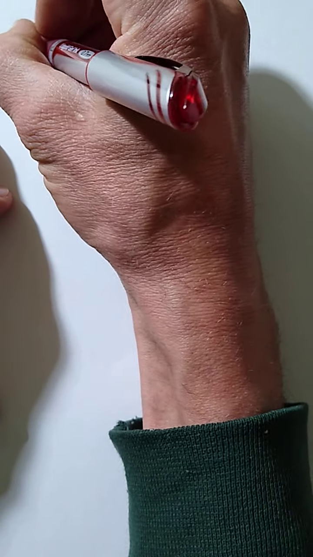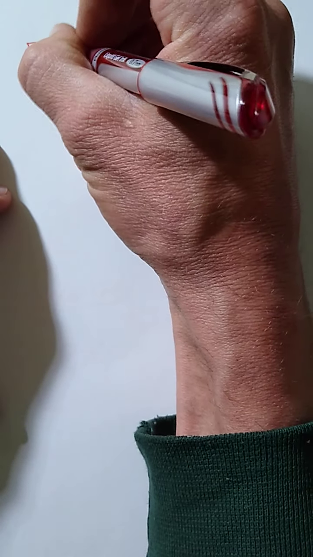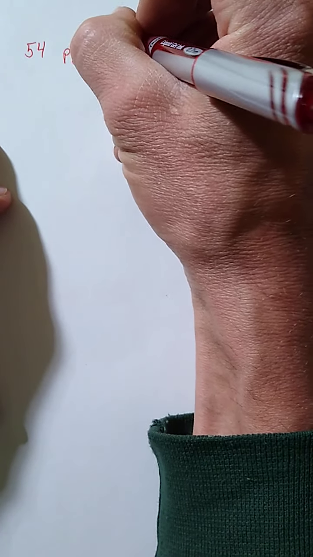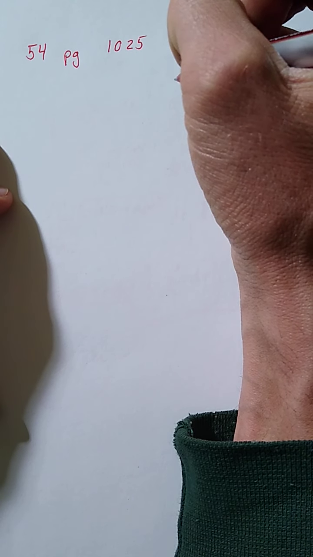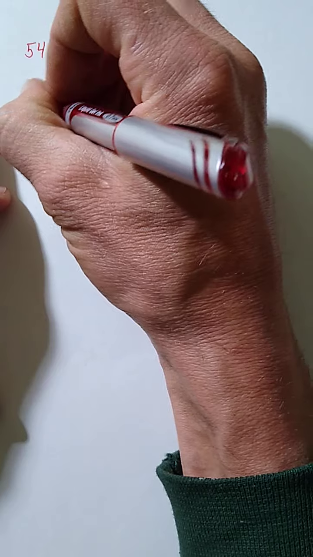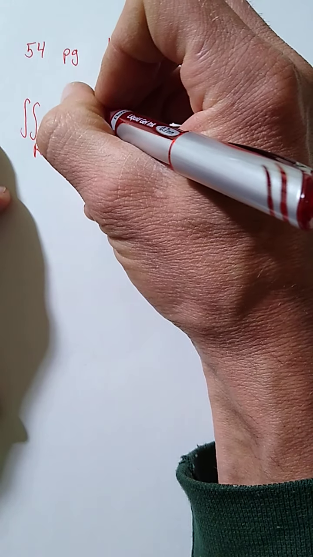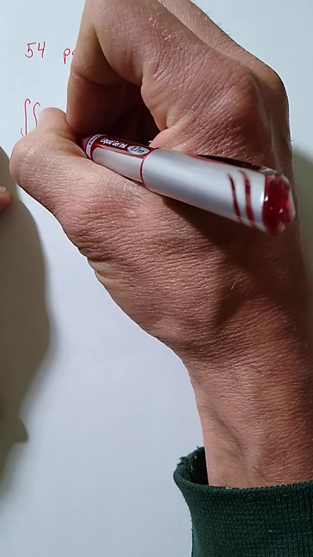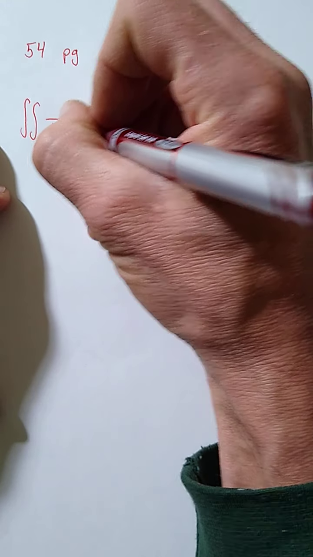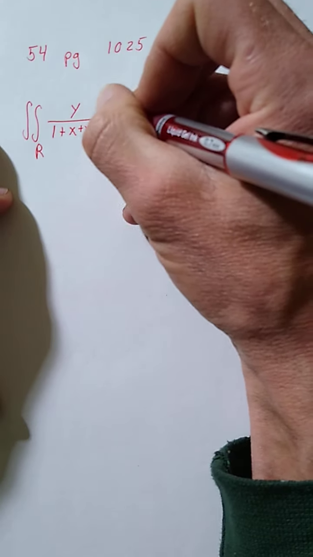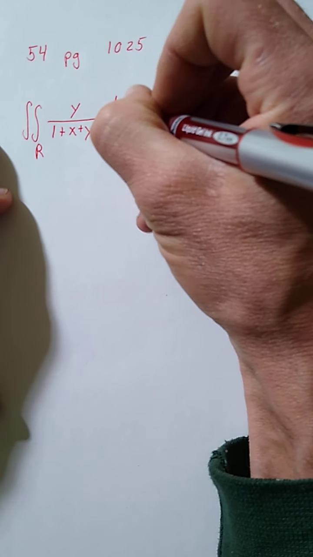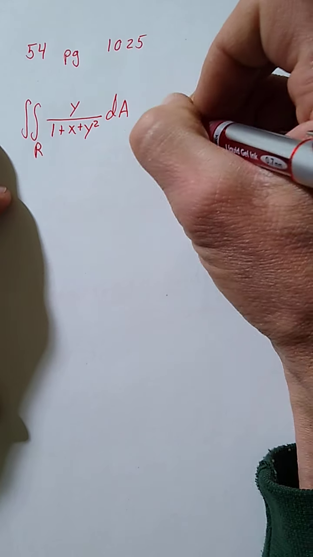Next one I got is, let's see, this one's number 54 on page 1025. Okay. Double integral over the region of y over 1 plus x plus y squared dA. And then here it gives us a weird one.